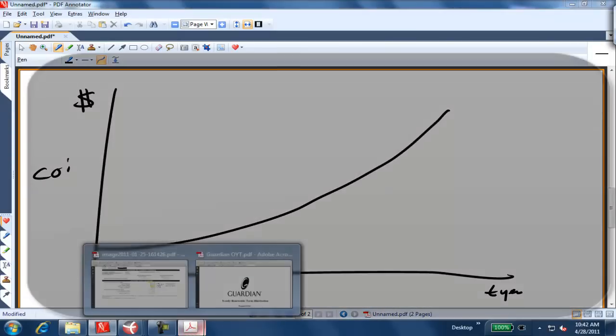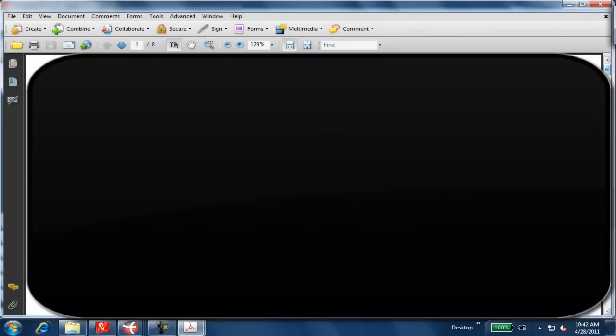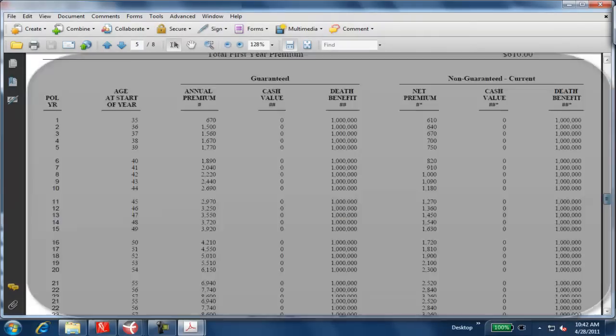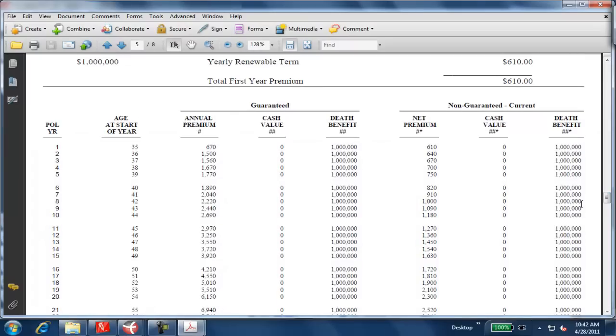So what I'd like to do is bring up a very famous company and just show you how the 1-year term or the increasing cost of insurance is set up. And again, these are not guaranteed costs of insurance. They can stay the same, they can go up. You have that uncertainty. Whereas with whole life insurance properly set up, you have a fixed guaranteed cost of insurance starting day one indefinitely. The net premium on the non-guaranteed values: 610, 640, 670, 700, 750, 820, 910, 1000, 1090.